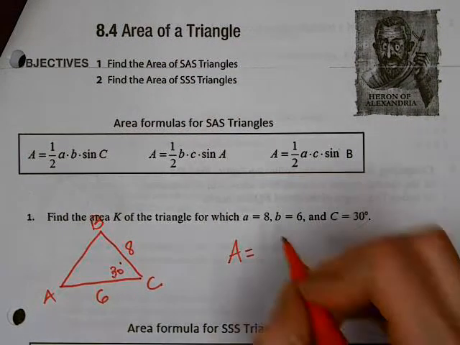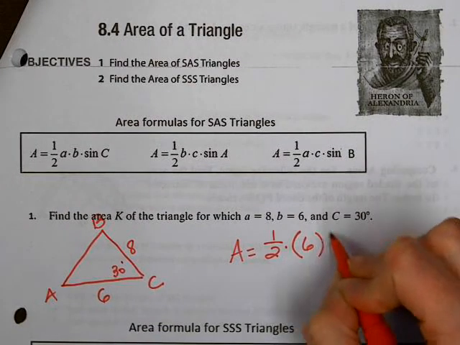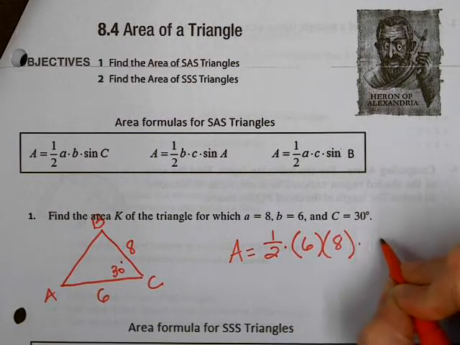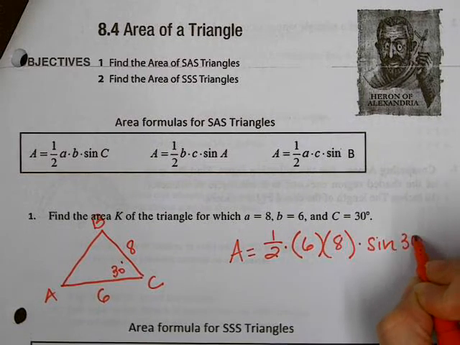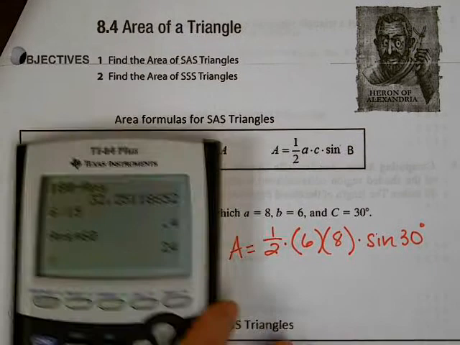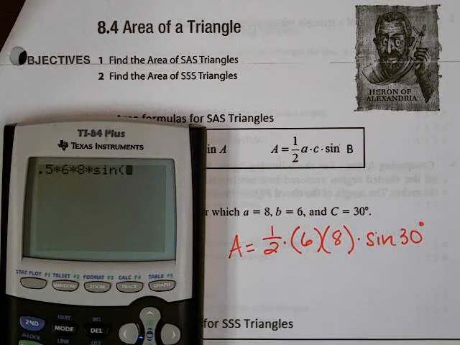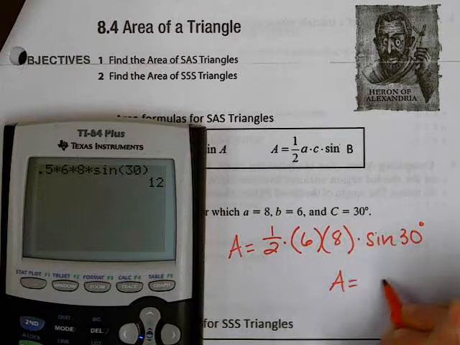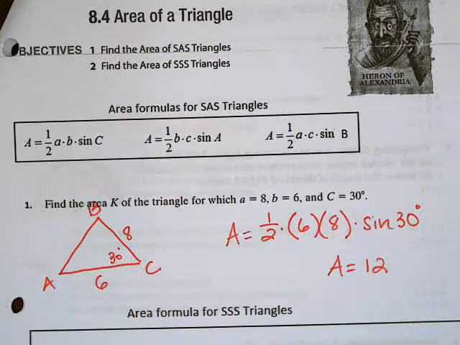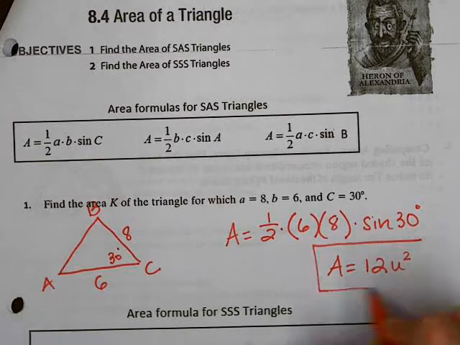So the formula is 1/2 times one of the sides times the other side times the sine of the connecting angle. And then just calculate that, and that's the area. So 0.5 times 6 times 8 times sine of 30, and that area ends up being 12. We don't have units, so just units squared for area.